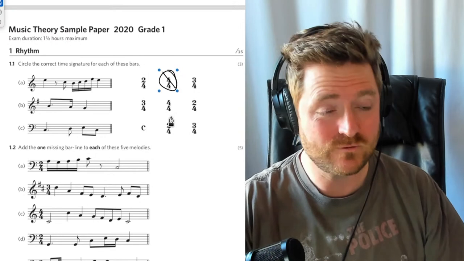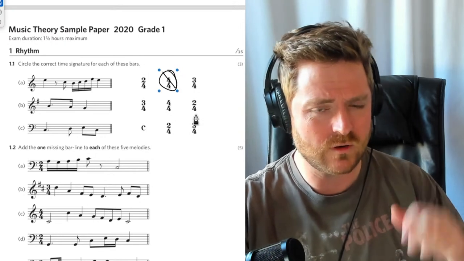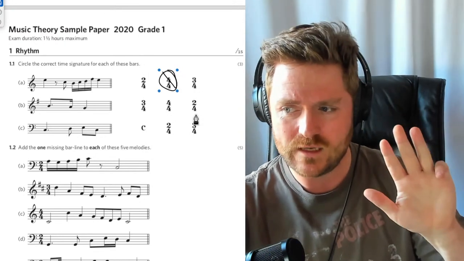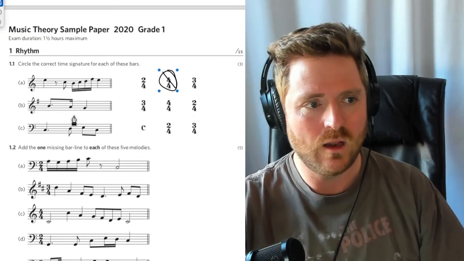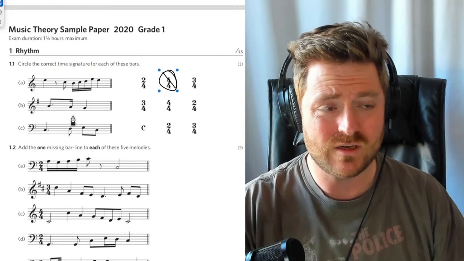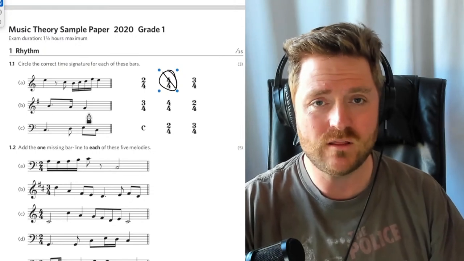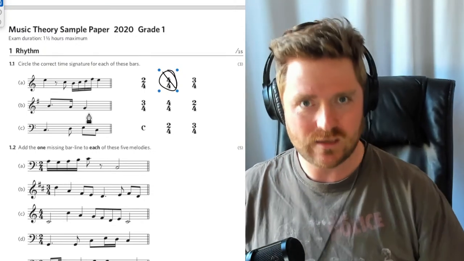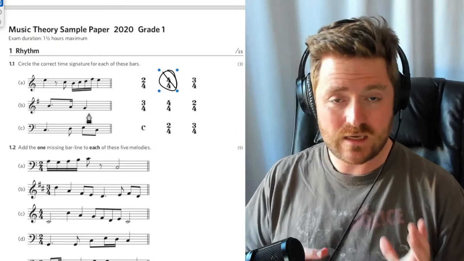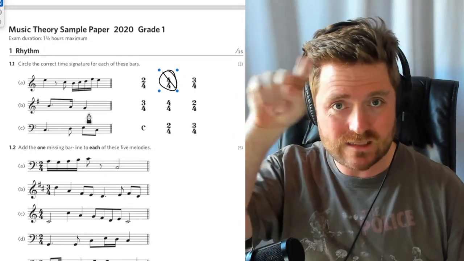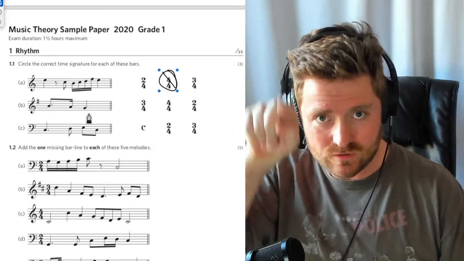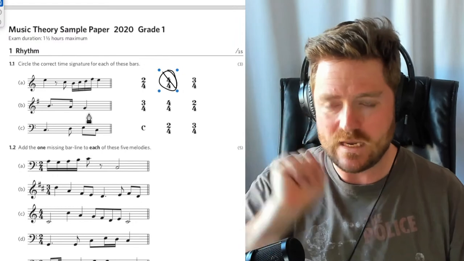The next one here, it's 4-4 or 2-4. So we're either looking at 3 beats in the bar, 4 beats in the bar, or 2. Now, let's get the easy one out of the way straight away. On these 3 notes, find the one that's worth 1 beat, just standing on its own. You can see it's standing on its own. It has a coloured in black blob and a line, and it's not connected to anything else. It has no tail. It's a single straight line. That is worth 1 beat.